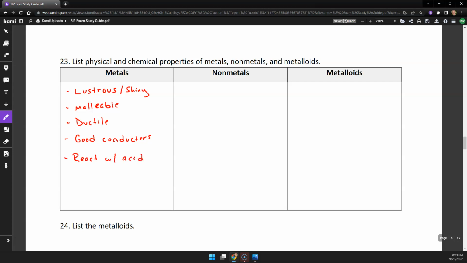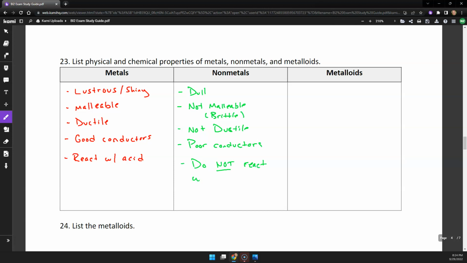Nonmetals are basically the opposite of everything that I just said. So they're going to be dull. They're not malleable. And the term that we use for not malleable is brittle. They are not ductile. We can't draw them into a wire. If it's brittle, if it crumbles, it would not be good trying to pull that into a wire. They are poor conductors, and they do not react with acid. Metalloids are kind of a combination of both. So properties of metals and nonmetals.